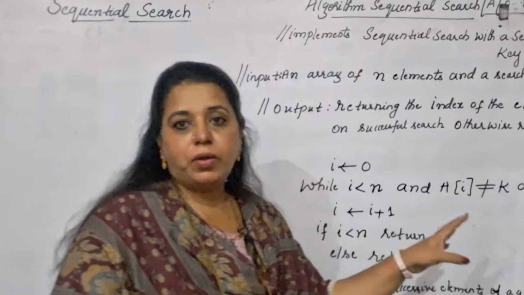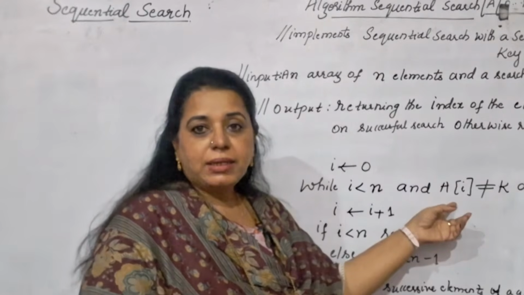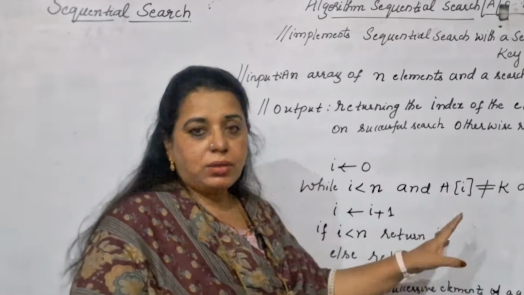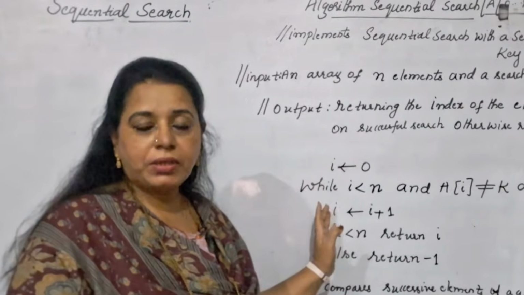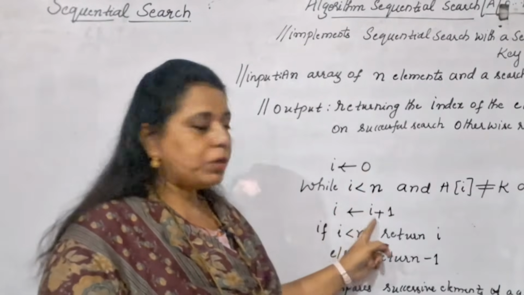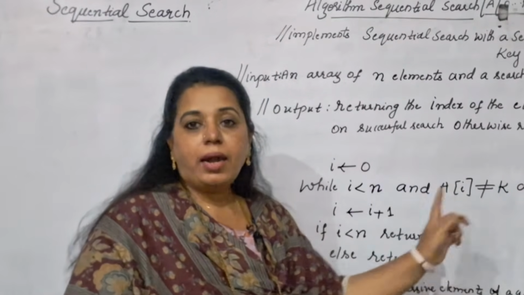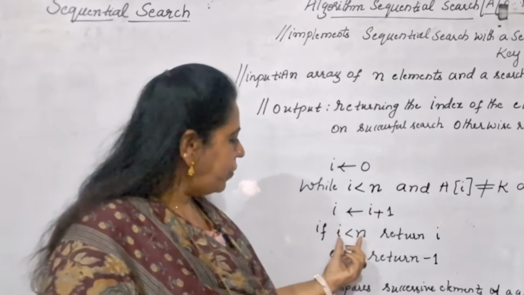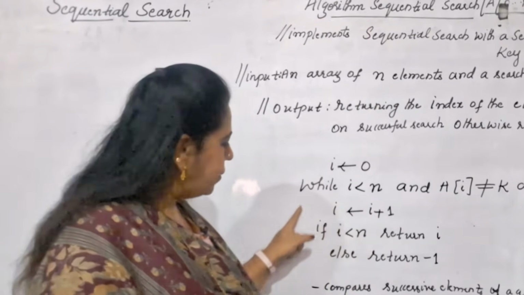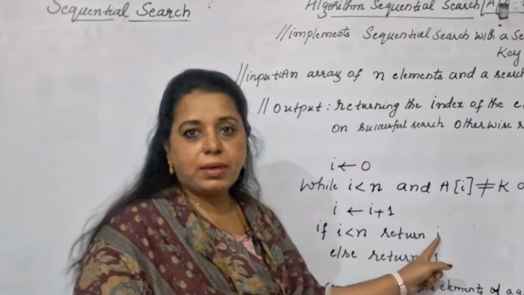That means whatever element you are trying to search is not equal to the elements that are there in the list. As long as there is no match, you keep on incrementing the location. You are starting from the first location, that is 0th, then keep on increasing and trying to move further in the list until you find an element. If at any point of time you find the element, then you are going to come out of this while loop and you will return the location where that element is present.